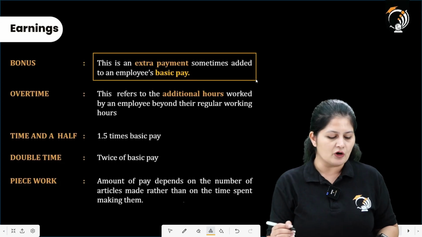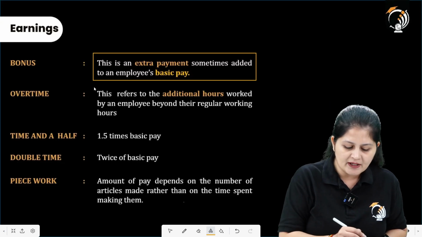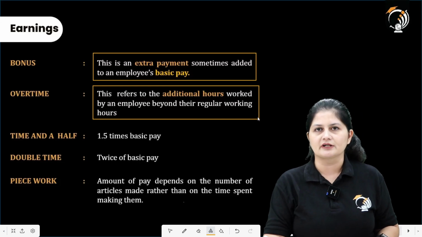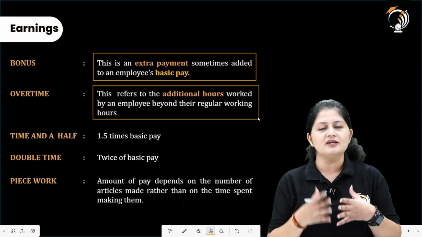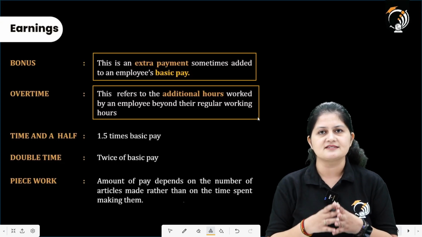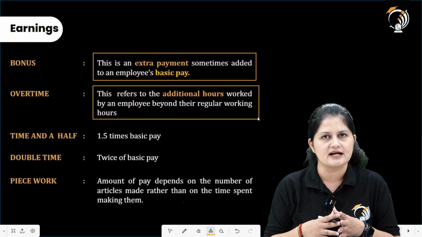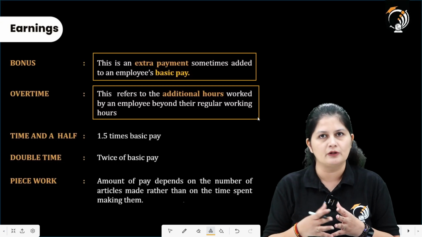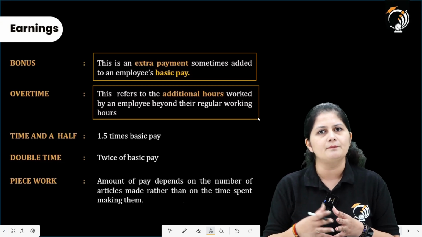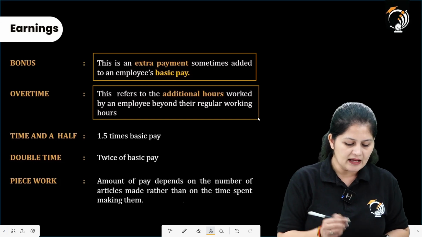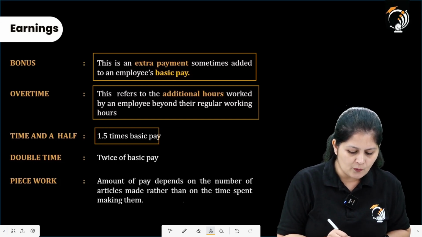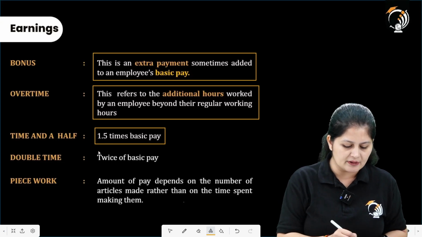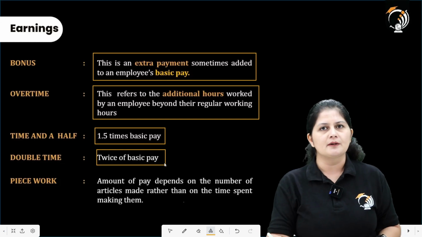After that, the next term is overtime. This refers to the additional hours worked by an employee beyond their regular working hours. Let's say that your regular working hours are just 8 hours, and then you are working for 10 hours. That is the overtime that you are doing, and later on you are being paid for that as well. After that, time and a half is 1.5 times the basic pay. And double time means twice the basic pay.